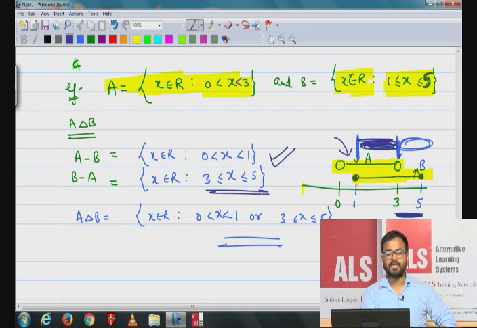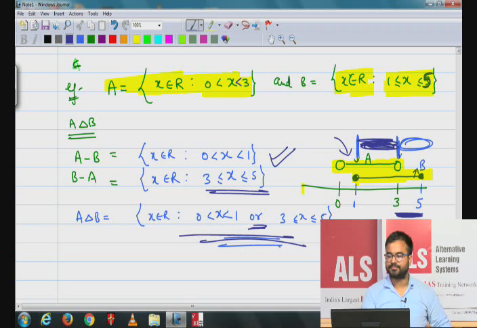So this is B minus A, and taking the union of both of them, with this OR operator, that is the answer for A delta B, which is the symmetric difference of A and B. Getting it, Shillong, now?